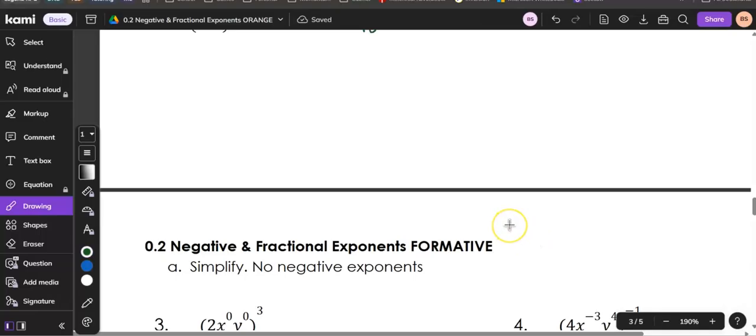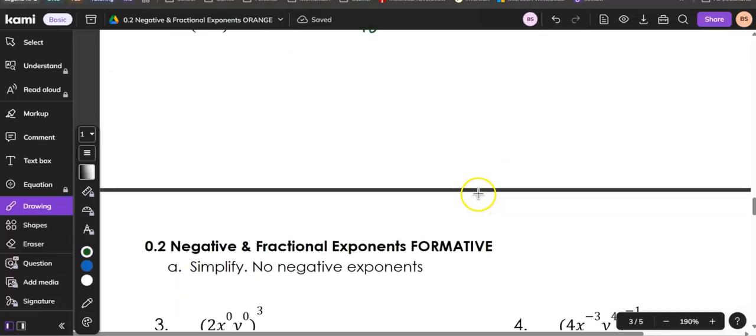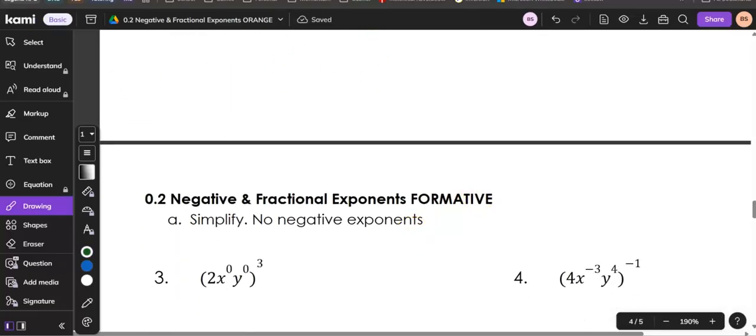Oh man, did I not give you any practice on this? Look at that. We just go straight into that. All right, guys. So that is the end. That's just the formative left for you, so you guys can practice those.